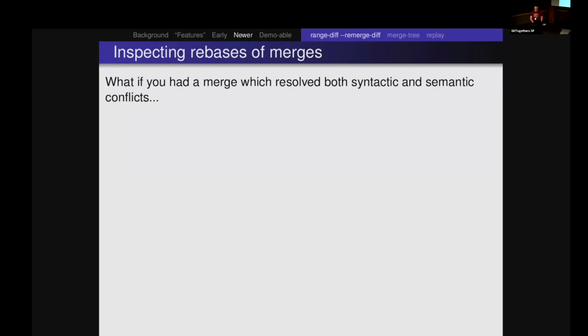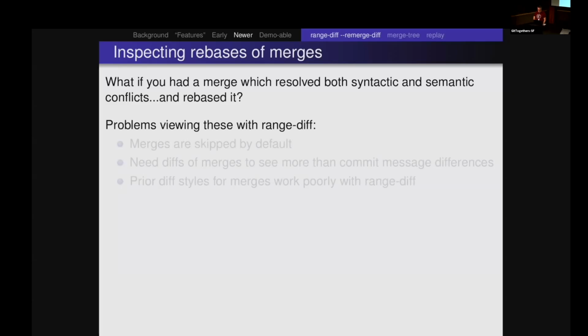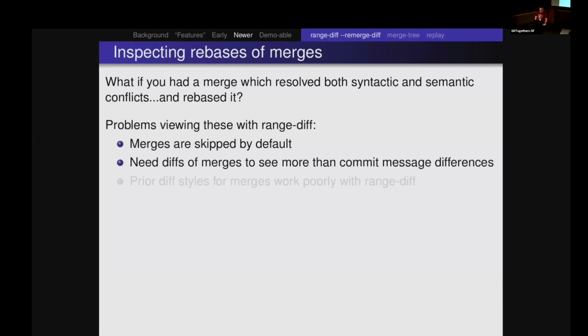But what if you had a merge which resolved both syntactic and semantic conflicts, and you rebased that instead of just rebasing regular commits? For range diff, by default, merges are skipped entirely. And partially the reason for that is that when you do a git diff on a merge or a git log -p on a merge, it doesn't show any kind of diff inside of it. By default, we don't show diffs for merges, so you need to turn that on.